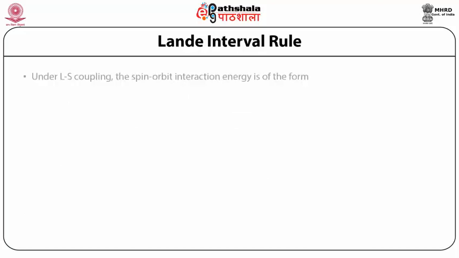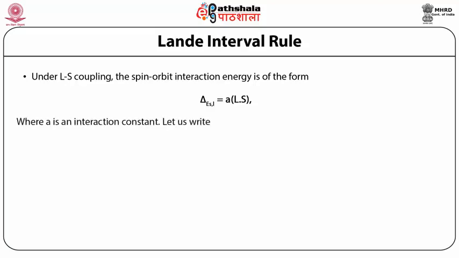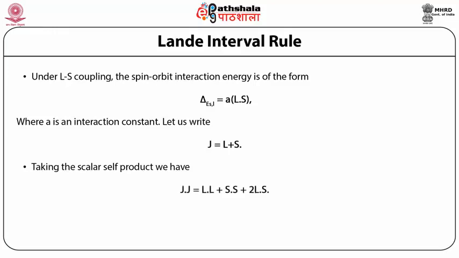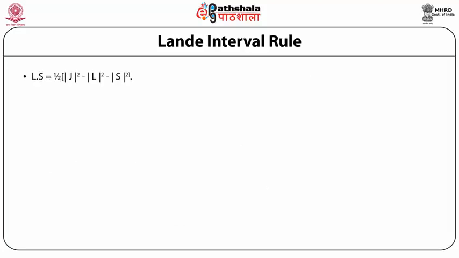Coming to the Landé interval rule, under LS coupling the spin orbit interaction energy is of the form ΔE_SL = A L·S, where A is an interaction constant, and let us write J = L + S. Taking the scalar self product, we have J·J = L·L + S·S + 2 L·S, so J² = L² + S² + 2 L·S, and L·S = 1/2 (J² - L² - S²). So ΔE_SL = A/2 [J(J+1) - L(L+1) - S(S+1)] h²/4π².